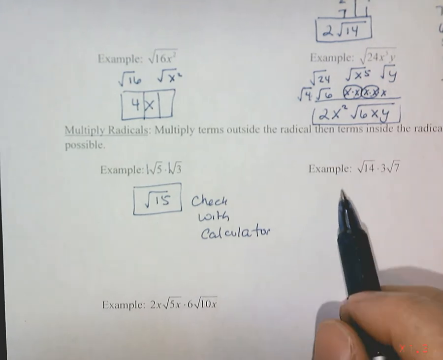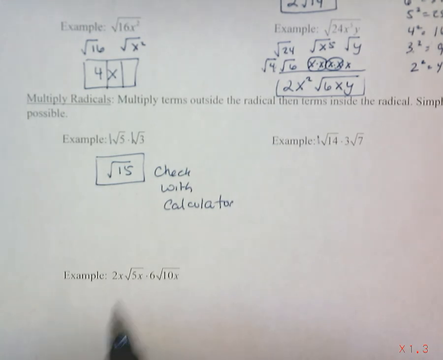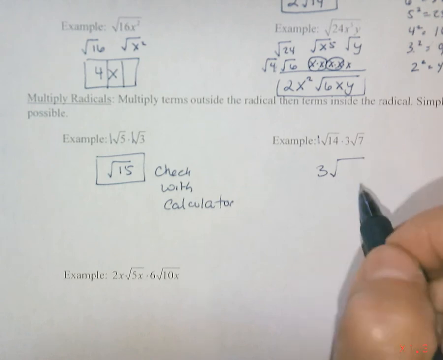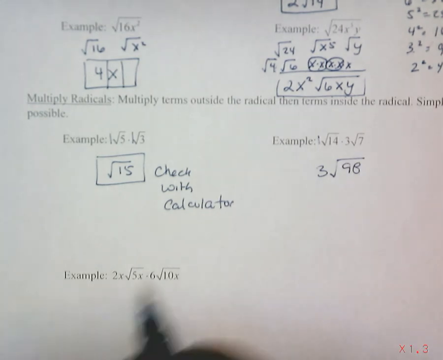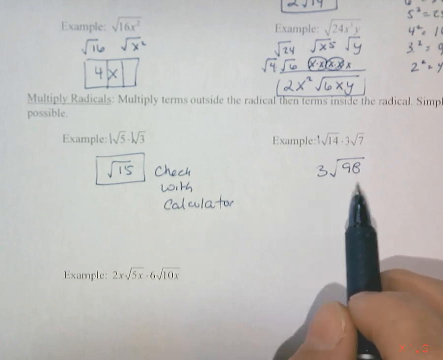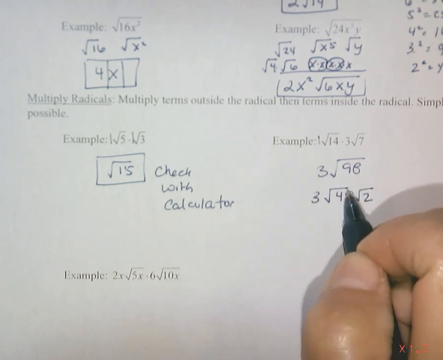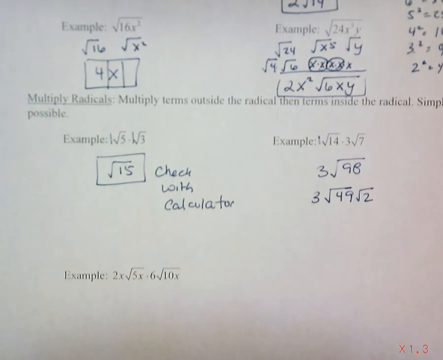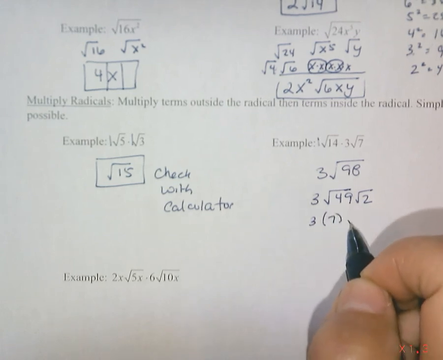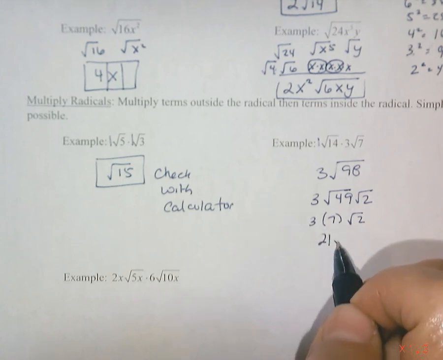Same thing here. It's going to be outside multiplied by outside. There's not a number in front of the 14, so I know there's going to be a 1. 1 multiplied by 3 is 3. 14 multiplied by 7 is 98. That's multiplied correctly. Now I'm going to go ahead and reduce it if at all possible. I know 98 is going to be 49 multiplied by 2, and that's just the way I choose to do it. So the square root of 49 is 7. Now I'm going to multiply this 7 and the 3 together, so I get 21 square root of 2.